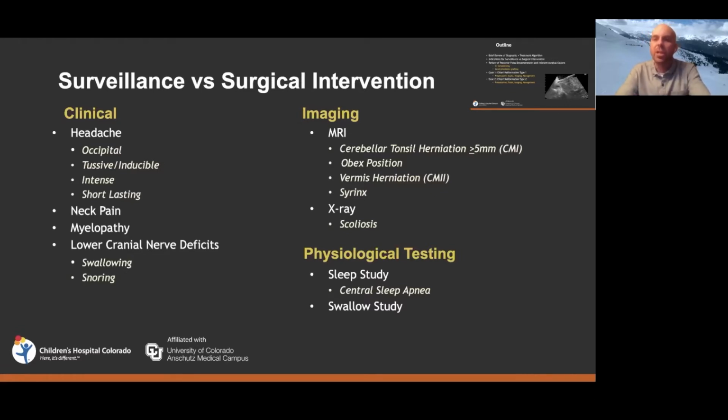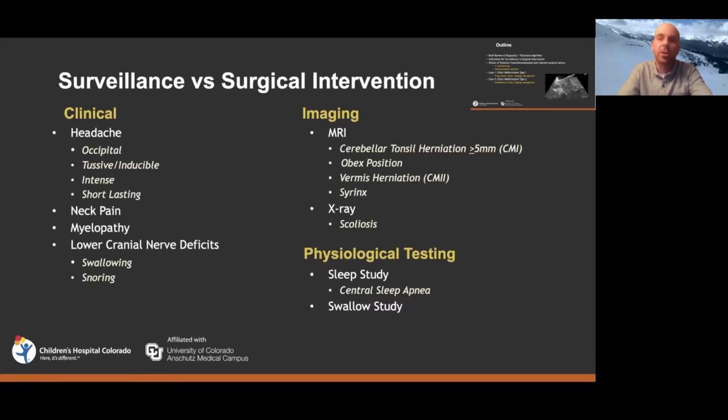When it comes to imaging, obviously MRI is going to be the standard. As we talked about before, you're looking for 5 millimeters of cerebellar tonsillar herniation, although I'll talk about that in more detail in a minute, because increasingly the position of the obex seems to be correlated more closely with actual symptomatic Chiari. One of the things we see is that there are a lot of people out there who have Chiari malformations by MRI criteria. Many of them are not symptomatic and don't require intervention. That's one of the big pieces in terms of what we do.